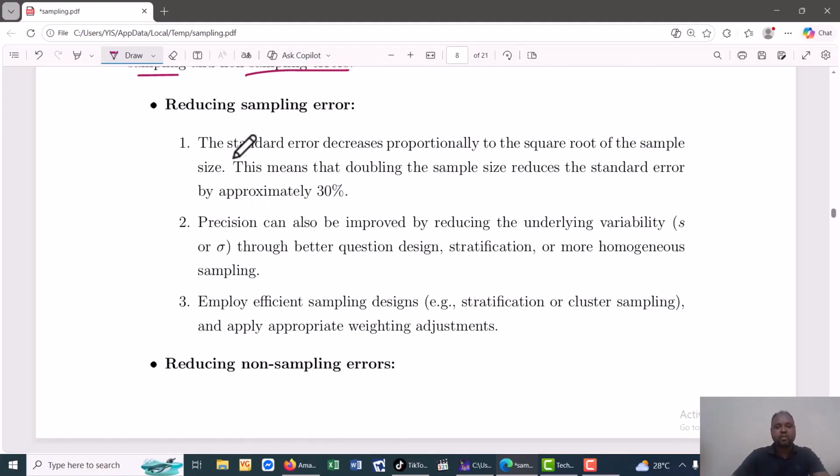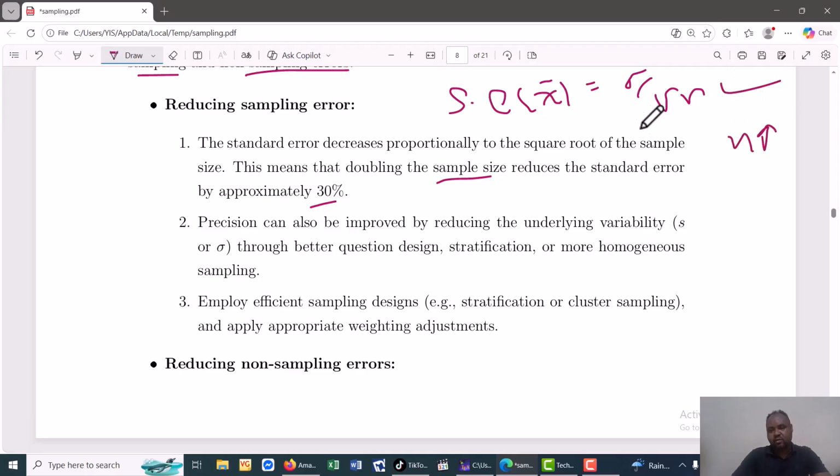The first one is increasing the sample size. The general way of reducing sampling error is increasing sample size if cost allows. For example, doubling the sample size reduces the standard error by approximately 30%. This is from the fact that the standard error of the sample mean, for example, is given by sigma over root n. From this formula we can understand that standard error is inversely related to the sample size. As n increases, this standard error decreases, right?